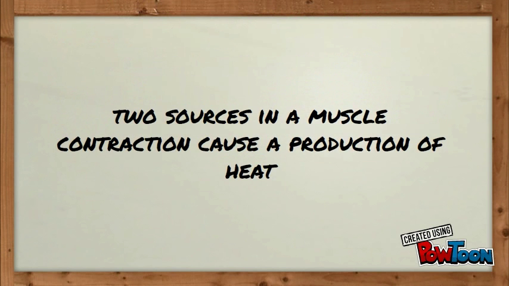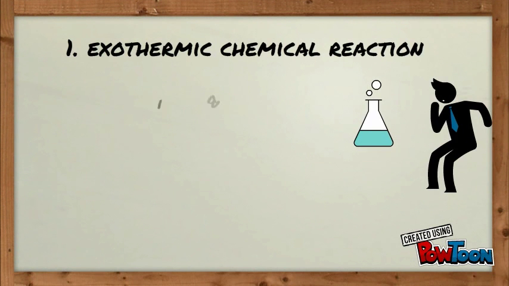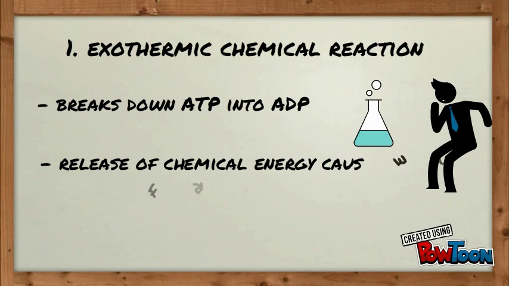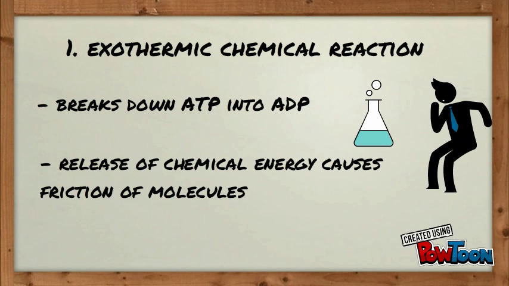There are 2 sources in a muscle contraction that cause the production of heat. The first is an exothermic chemical reaction that breaks down ATP into ADP, causing a release of chemical energy. The energy is then converted into mechanical energy to perform the movement of the muscle. The initial release of the chemical energy causes neighboring molecules to collide with each other, causing friction and the production of heat.